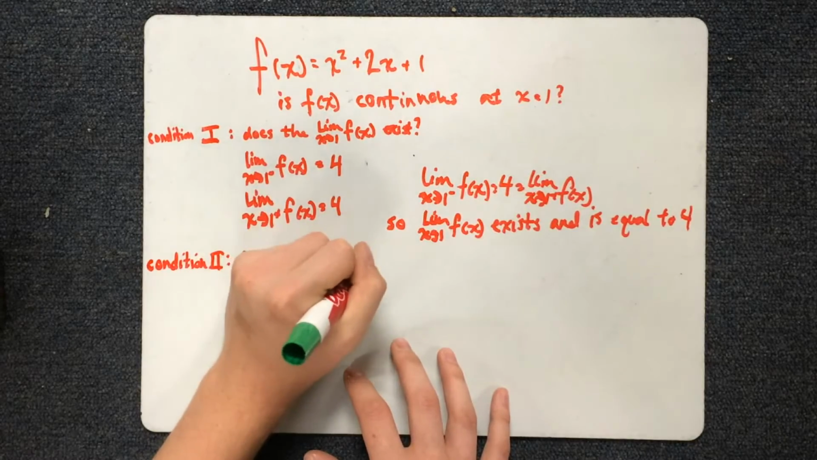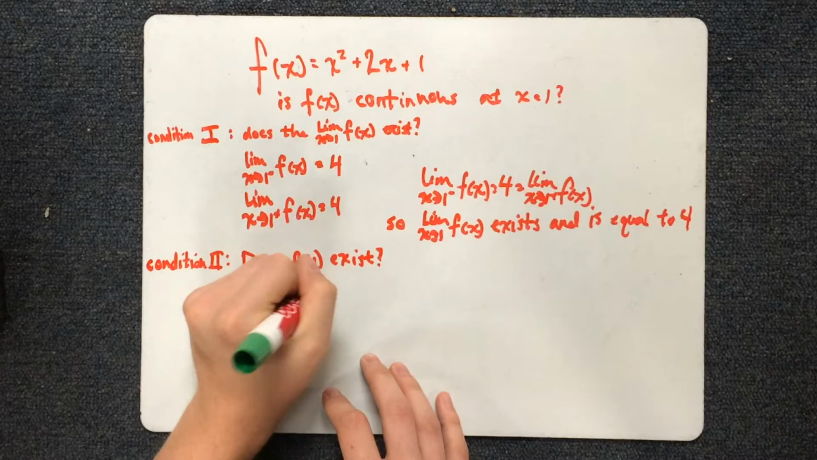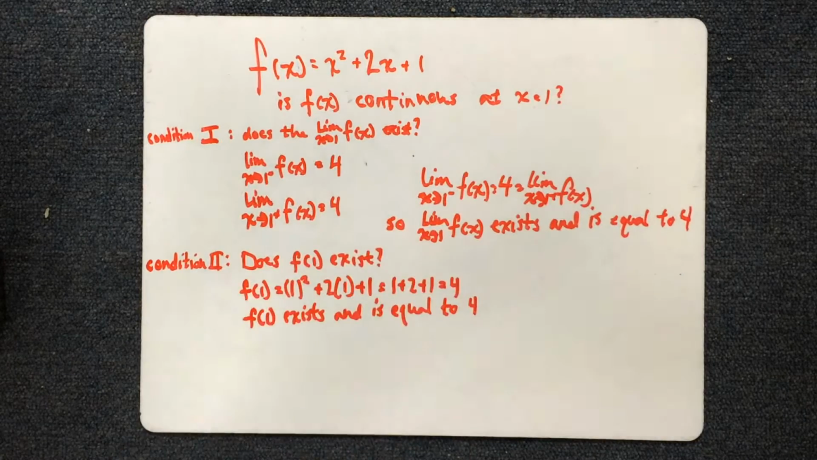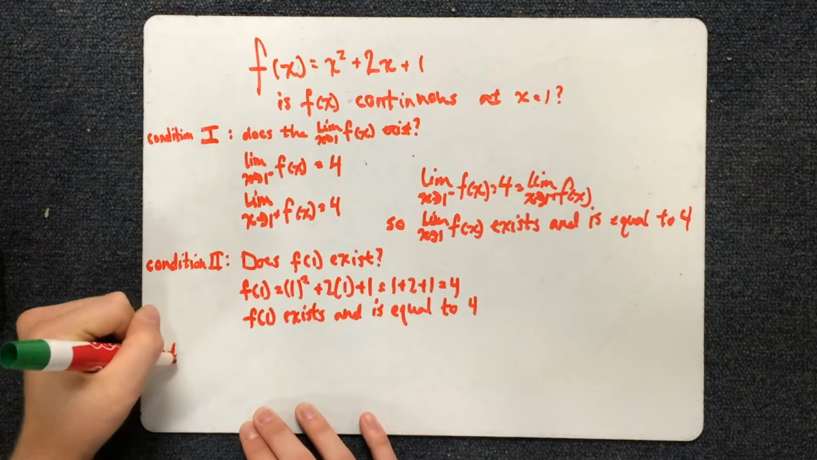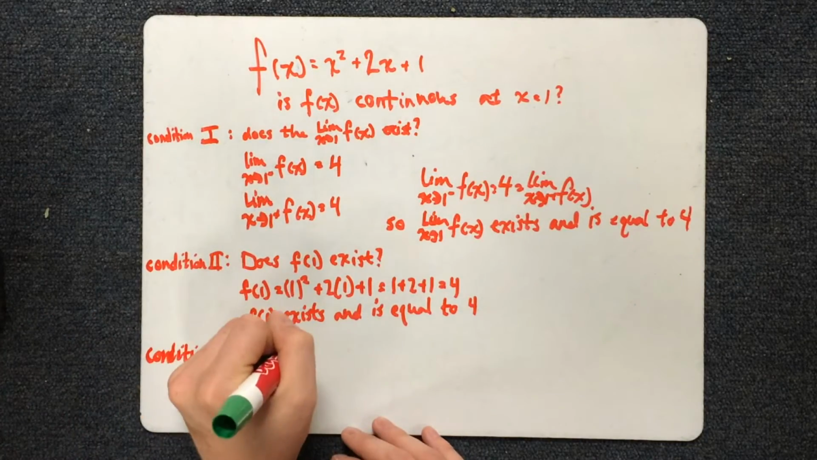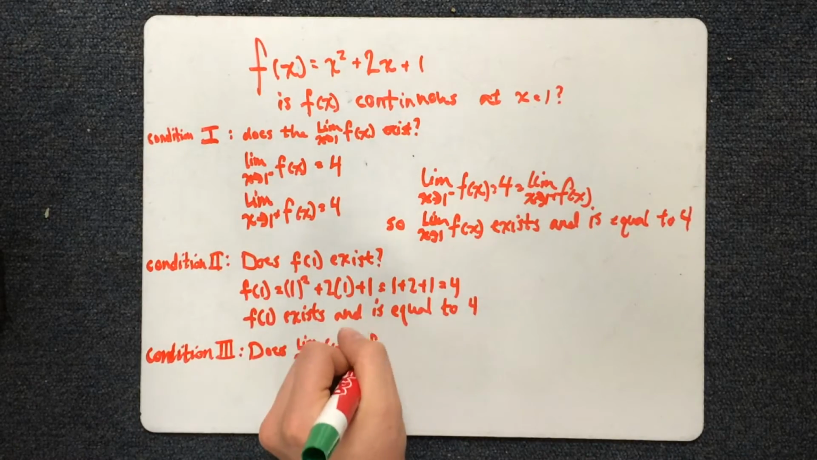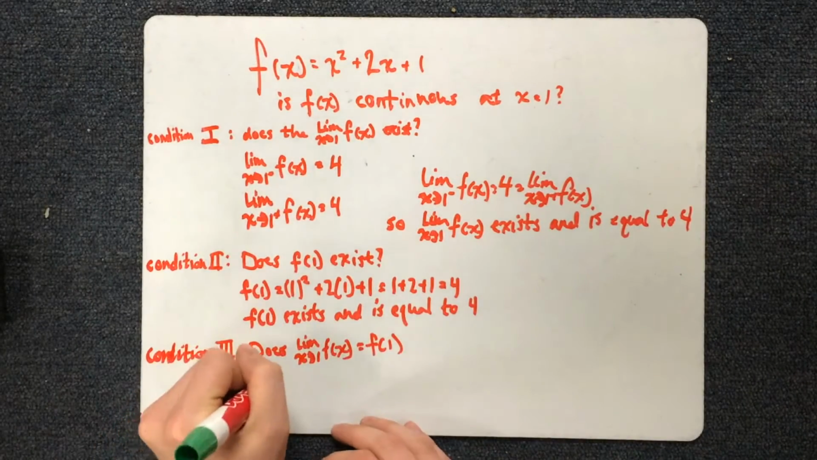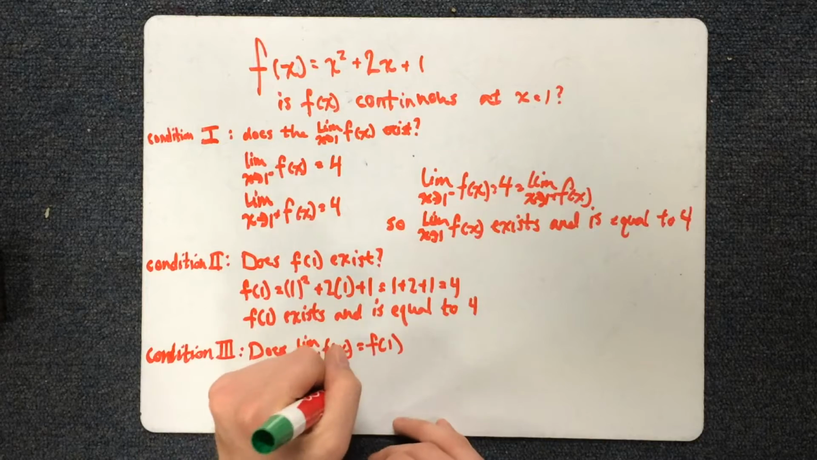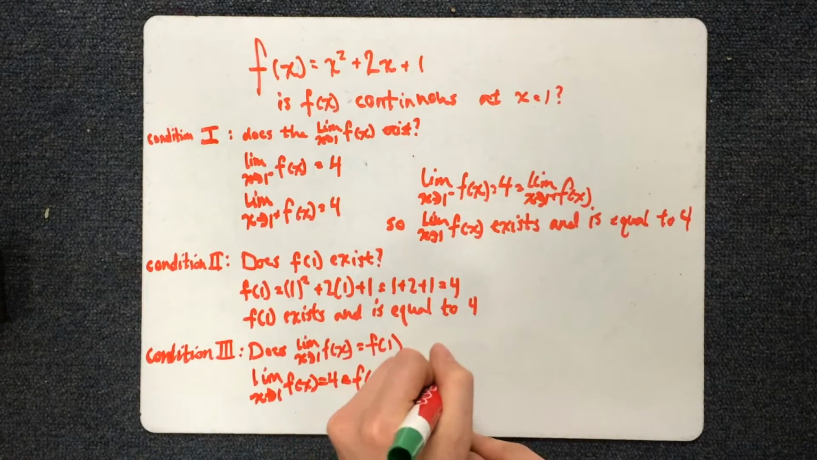We need to find f of 1. F of 1 equals 1 squared plus 2 times 1 plus 1. This adds up to 4. This means that f of 1 exists. Lastly, are the two equal? The limit of f of x as x approaches 1 equals 4, as does f of 1. They're equal, so f of x is continuous at x equals 1.